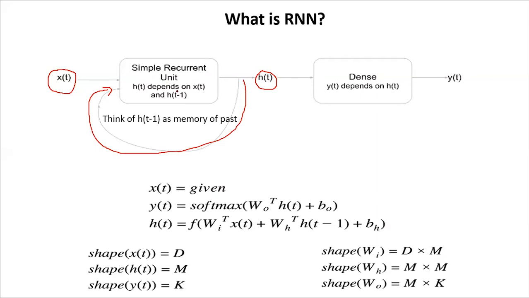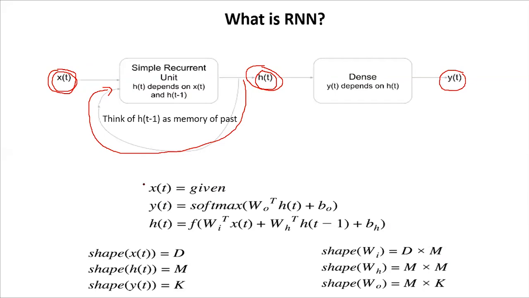So when we say X_t, H_t, Y_t, X_t is basically the input, H_t is the hidden layer's function of time, and Y_t is always our prediction as a function of time. So all these are dependent on time.